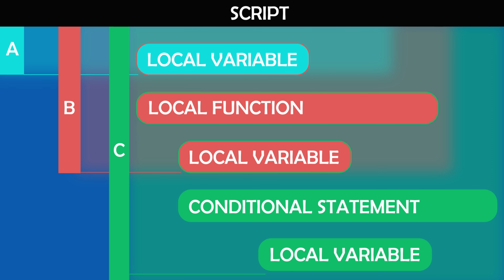On screen, we have a visual aid that includes three different scopes: Scope A, Scope B, and Scope C. Scope A contains a local variable, Scope B contains a local function with a local variable inside the function, and Scope C contains a conditional statement and a local variable. Scope A cannot see anything within the other two scopes, as they're defined locally after Scope A is defined. In other words, Scope B and C are outside the scope of Scope A.